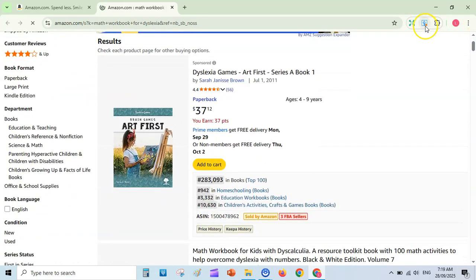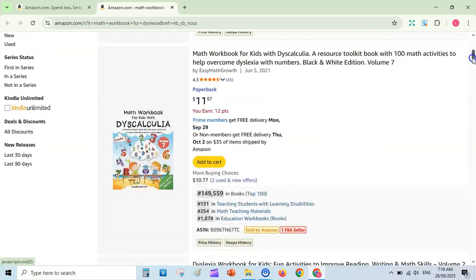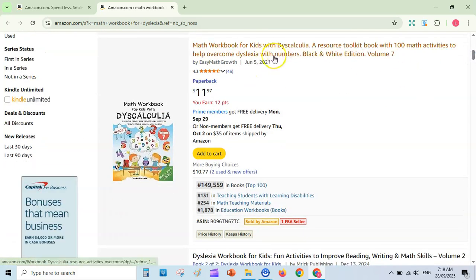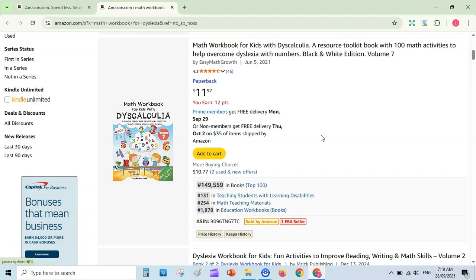You can see this extension is showing right on the home page whether it is selling or not. 283,000 in books. It means it is not selling. Next book is our math workbook for kids, which is ranking 149,000. It is selling one copy every 2 or 3 days. Not bad, but it is not as great.